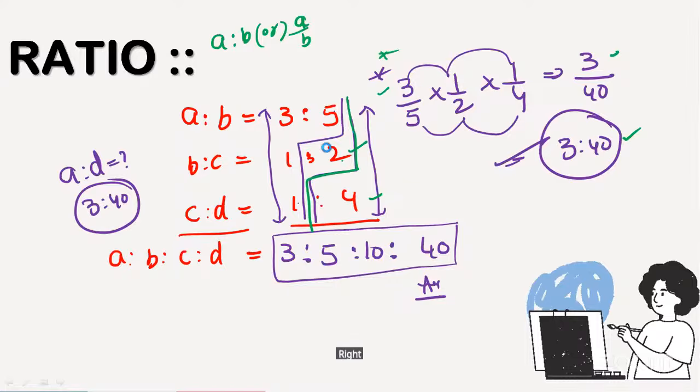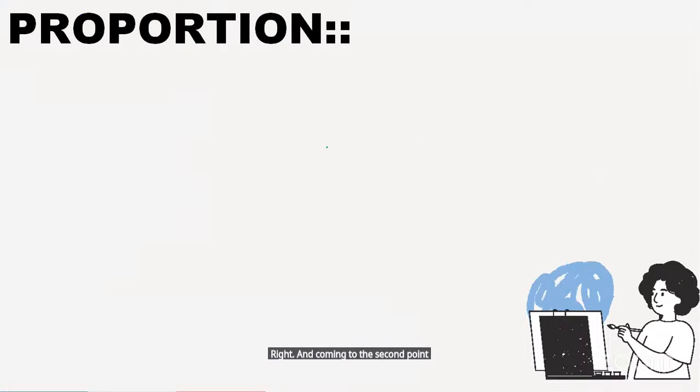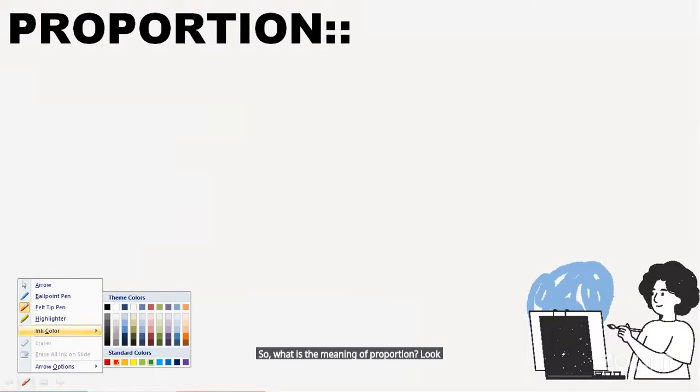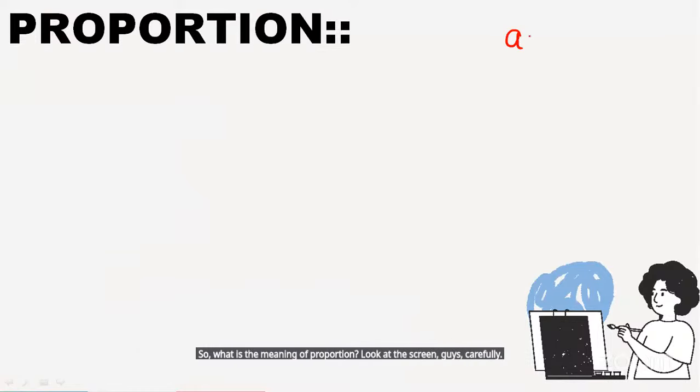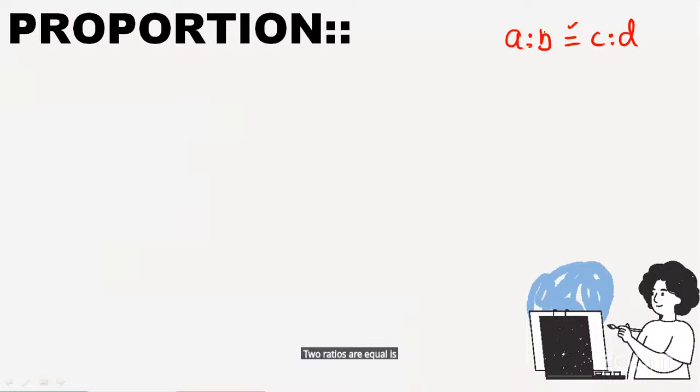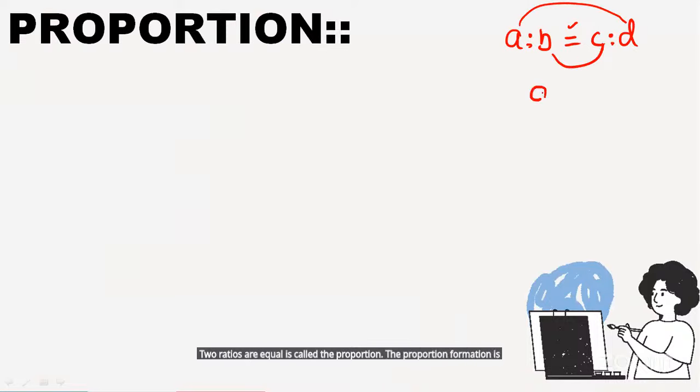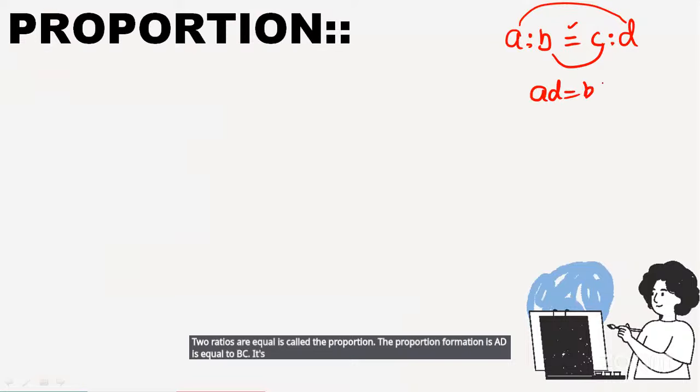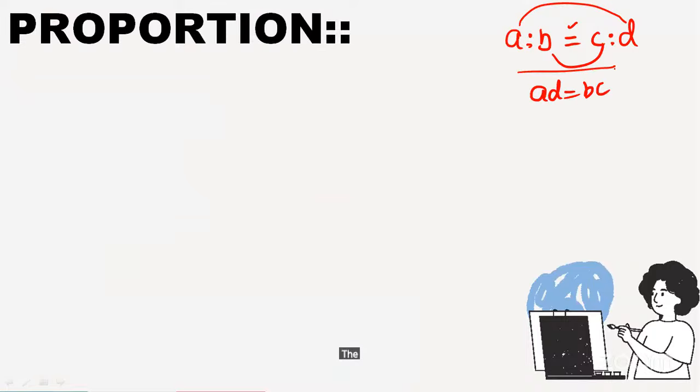Coming to the second point, guys, very very important: proportion. So what is the meaning of proportion? Look at the screen carefully. Two ratios are equal. A is to B is one ratio and C is to D is another ratio. Two ratios being equal is called the proportion. The proportion formation is AD is equal to BC. It's very, very important, guys.